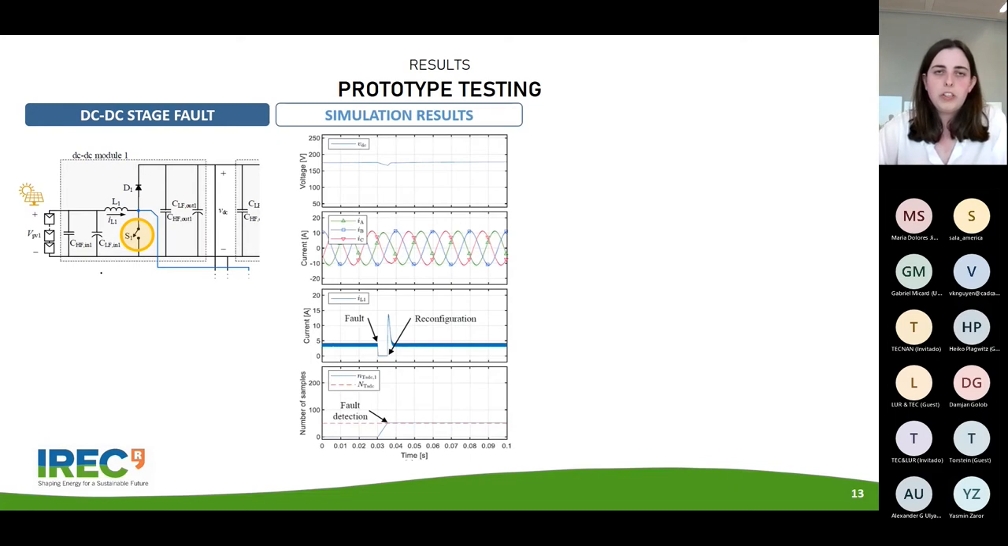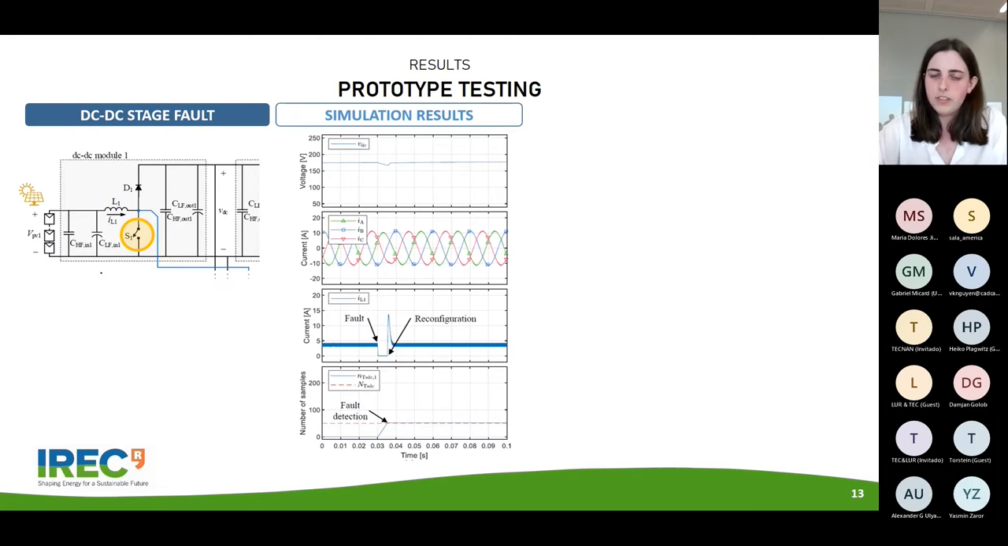Here you can see the simulation results. In the first scope, there's the common DC voltage for all the PV DC-DC converters. In the second scope, you can see the grid currents. In the third scope, you can see the current of the converter.